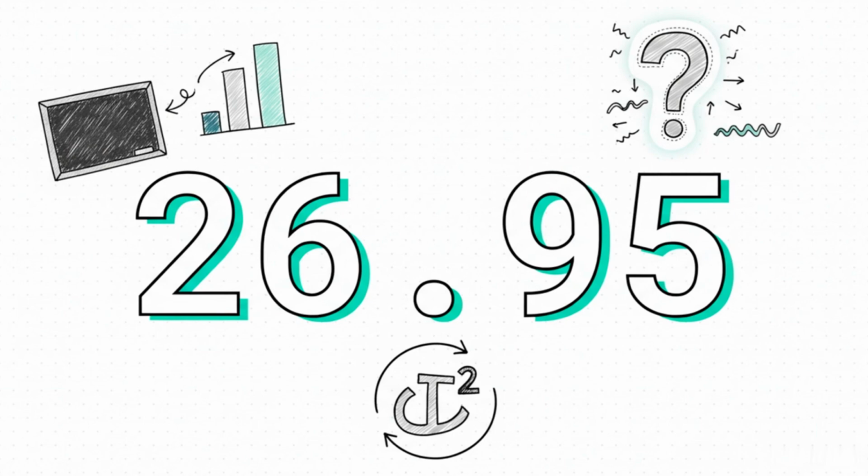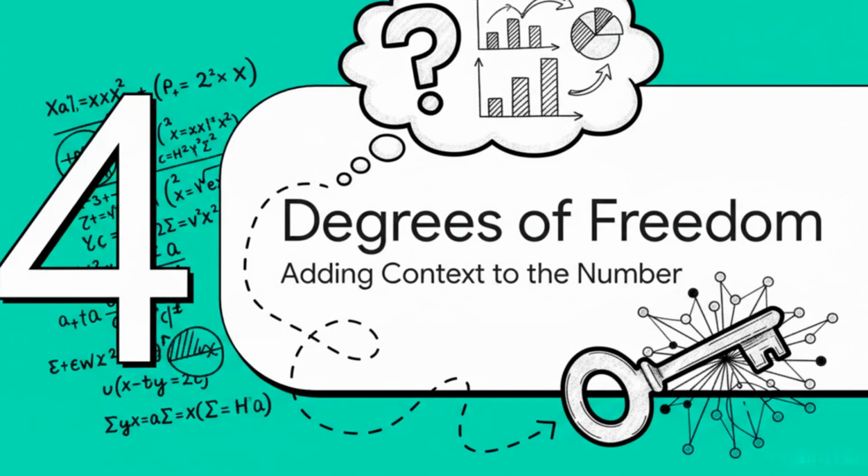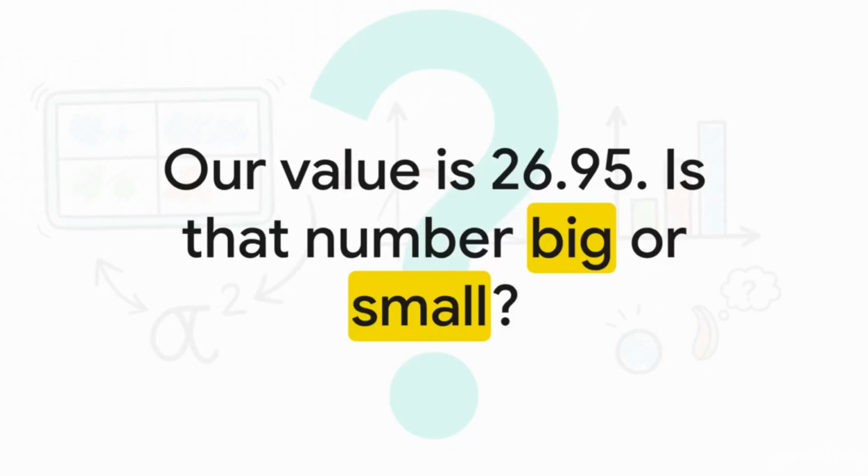So, now what? What does 26.95 actually mean? You see, a chi-square value of 26.95 is pretty meaningless all by itself. To figure out what it's telling us, we need one more piece of the puzzle. We need to talk about degrees of freedom. Exactly. Is 26.95 a huge, significant difference, or is it basically nothing?